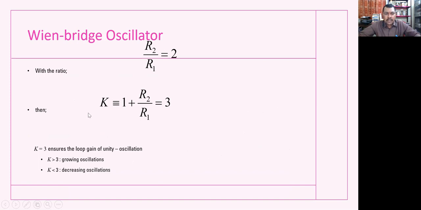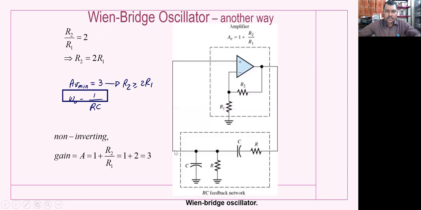So that is called the K constant over there. This is the ratio R2 by R1 equal to 2. Then K should be equal to 1 plus R2 by R1, that is equal to 3. And K equal to 3 ensures the loop gain of unity, right? So we are having a unity gain. If K is greater than 3, then we get growing oscillations. If it is less than 3, then it is a damping operation or decreasing oscillations, so it will go on decreasing after a certain duration of time. So R2 by R1 should be equal to 2, or we can say that R2 must be equal to twice of R1.